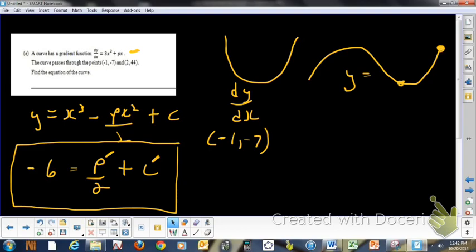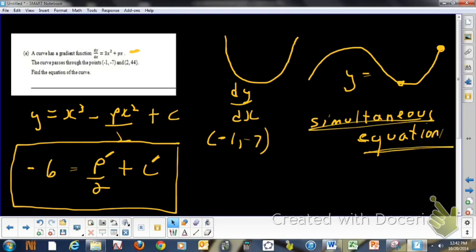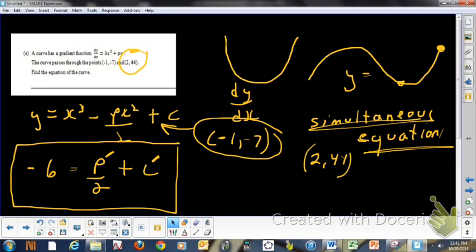When you see something that has 2 unknowns, really the only way to solve it is to use simultaneous equations, because we've got to eliminate one of those variables so we can solve for either p or c, whatever you want to do first. Now, this can be done because we've plugged this point into the equation, but we've also got another point that we can plug in. So we can plug in the 2 and the 44. And what we're going to end up having then is 2 expressions. So let's take a look at what that looks like.